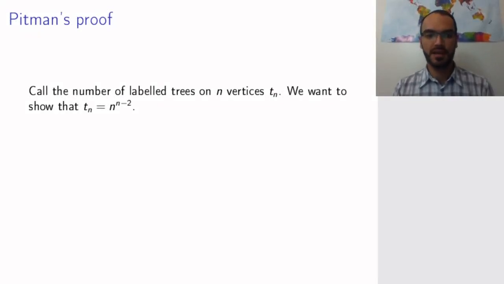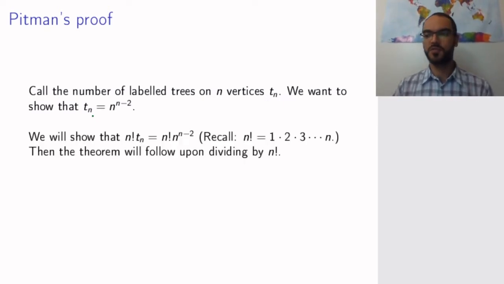Let us look now at another proof, the proof by Pitman, that uses a combinatorial idea. So we want to prove that the number of labeled trees on n vertices is exactly n to the power n minus 2. Call this number Tn. We want to show that Tn is exactly equal to n to the power n minus 2.